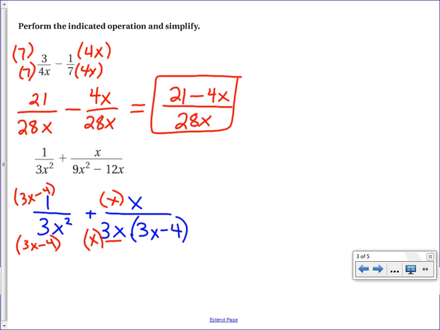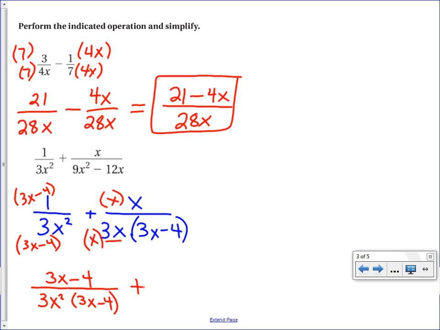And then rewrite your fractions. I know that they're becoming more complicated, but that's what we have to do. So the first numerator is going to become a 1 times 3x minus 4, which is just 3x minus 4, over, now my denominator, I'm not going to distribute this. I'm just going to write them side by side. I have a 3x squared that was already there, and I have a 3x minus 4 that I'm trying to put onto it.